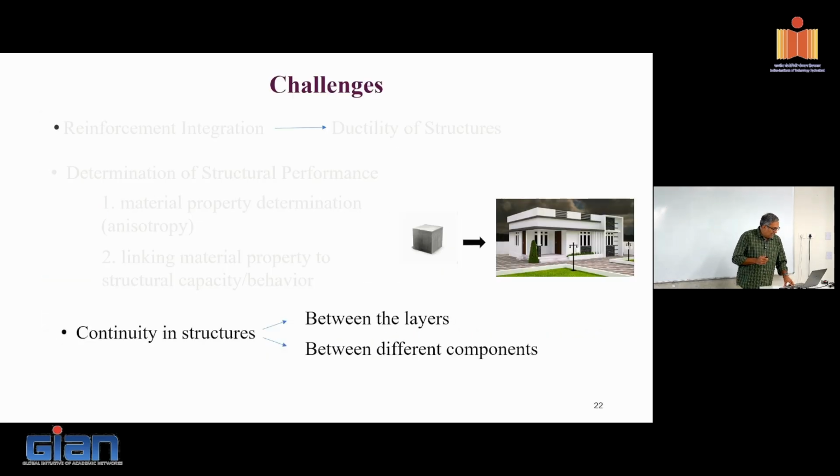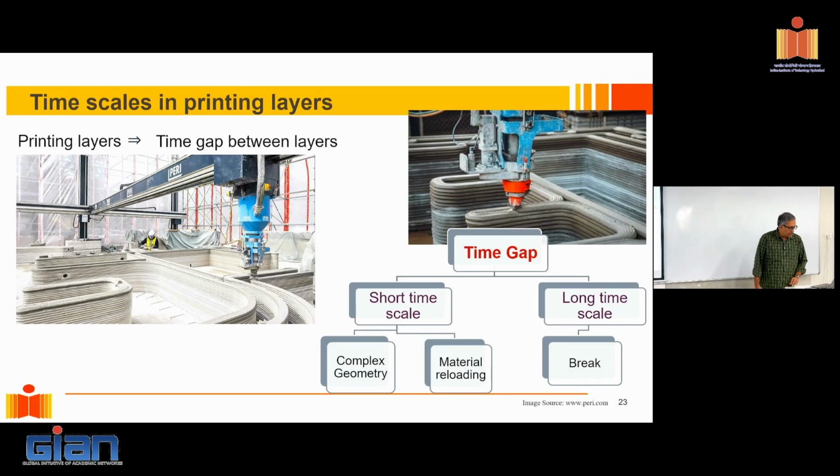Now coming to the next thing, where we talk about continuity in structures between layers and between different components. So when we talk about this, one of the things to talk about is when we are printing in layers. Suppose this is my whole print contour. So what is a print contour? Print contour is basically the path that the print head would take in finishing one level or one layer. Then the print head rises, which is exactly synchronized to the thickness of the layer. So it rises to the thickness of a layer and prints the next contour.